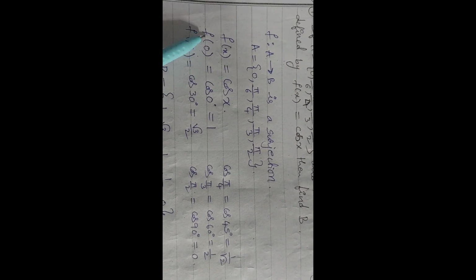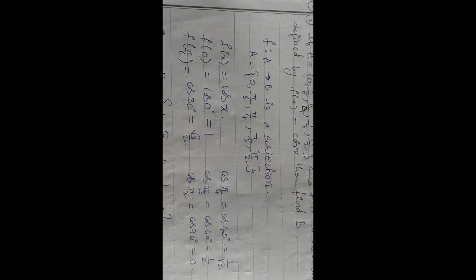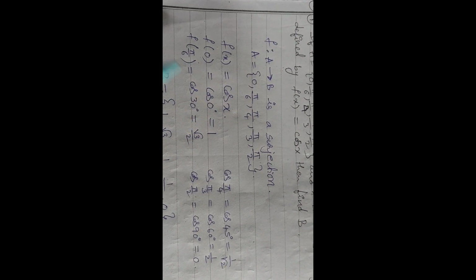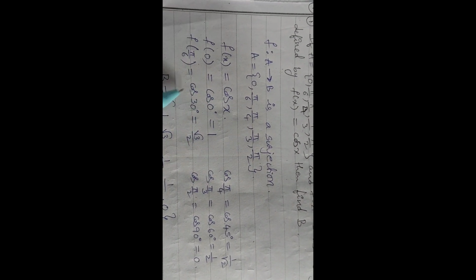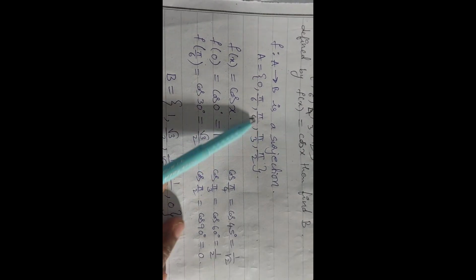So first one, f of 0 means cos 0, which is equal to 1. Next, f of pi by 6 means cos pi by 6. Wherever x is there, you have to put the values. So pi by 6 means it is 30 degrees. Cos 30 value is root 3 by 2. Then f of pi by 4 means cos pi by 4. Cos pi by 4, that is cos 45, value is 1 by root 2.